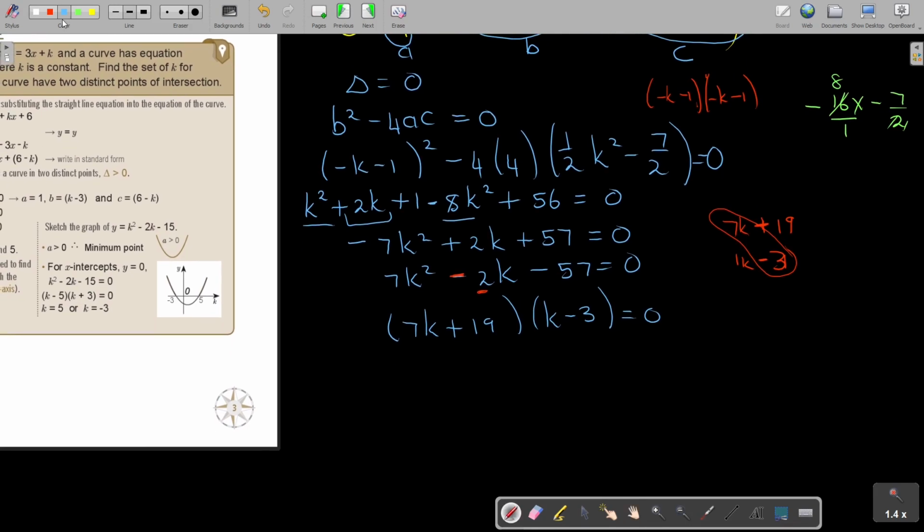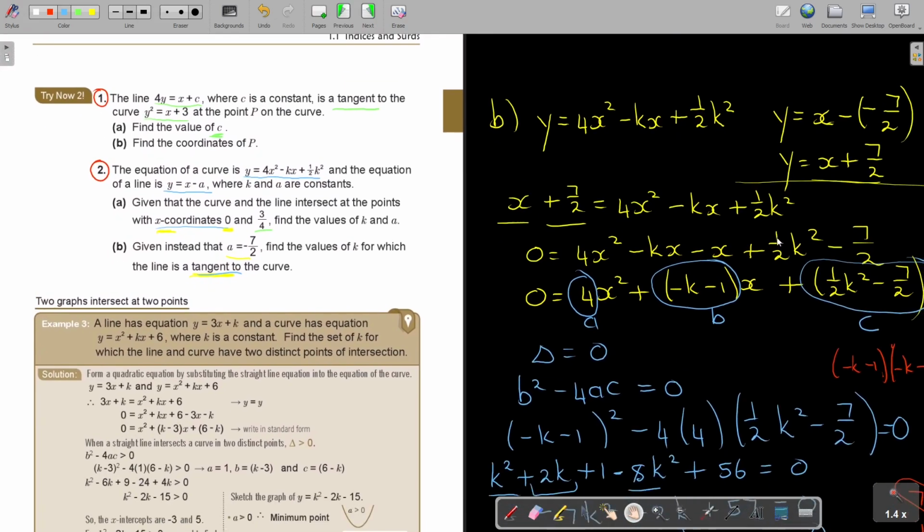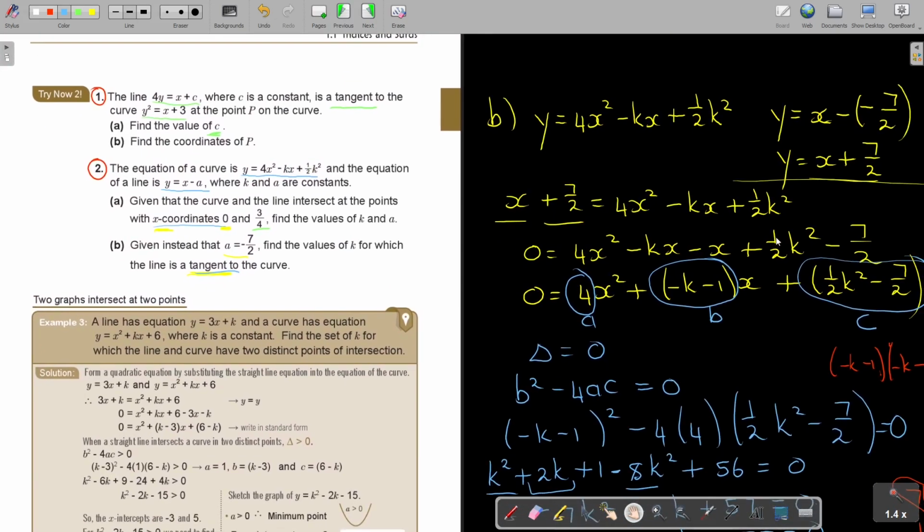And now I'm going to put both brackets equal to 0. So it's either this one that's 0 or this one that's 0. So 7k equals negative 19, so divide by 7. Therefore the value of k is negative 19 over 7, or the value of k is equal to 3. What I like about this example is usually when you get an answer which is a fraction, you think it's not correct. But this is the correct answer of this question. And this is how you will do it when they intersect at one point.